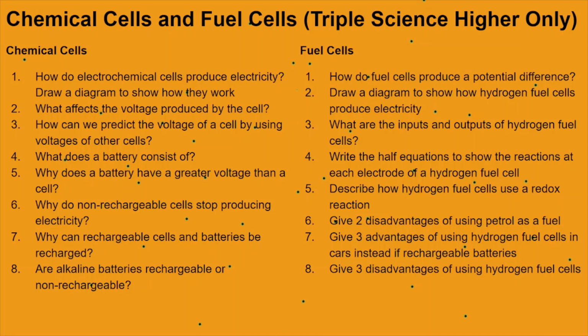So a battery is simply two or more cells connected together in series. The reason batteries have greater voltages than cells is because we connect them in series.